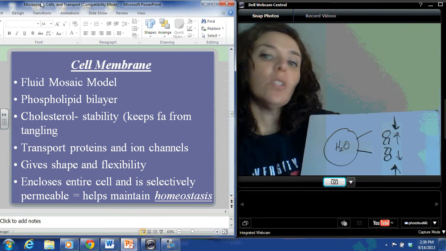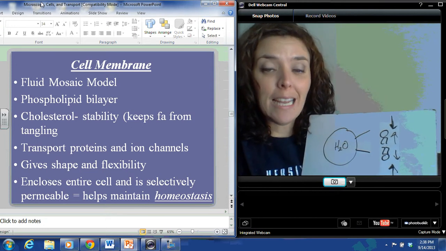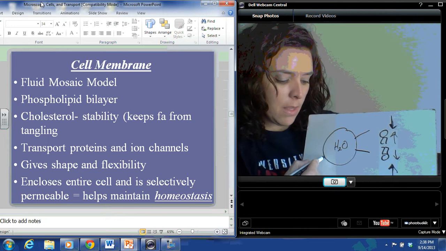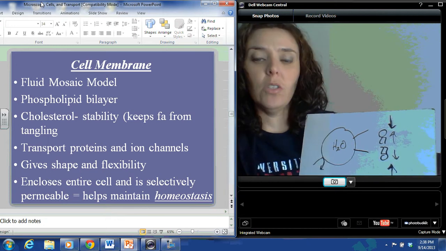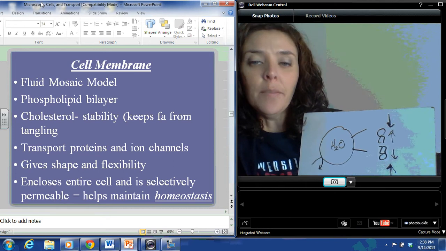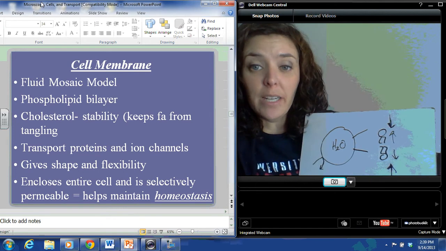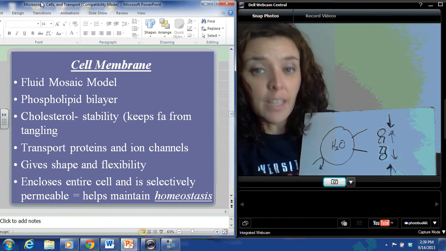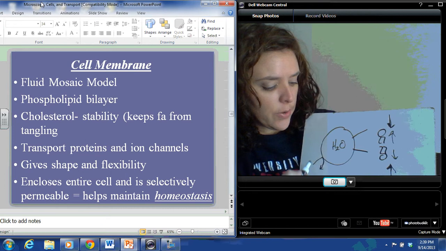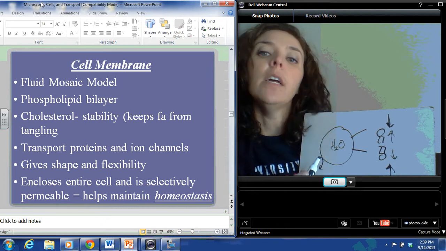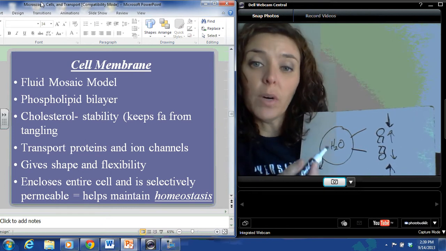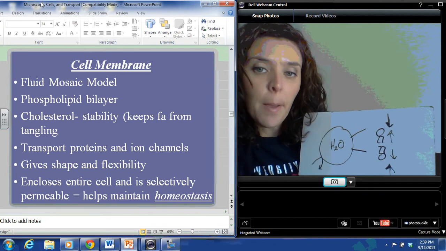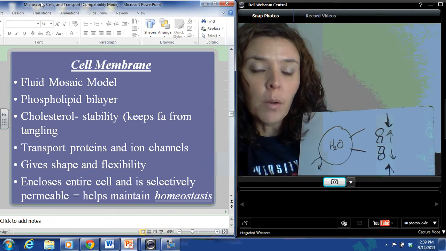Now, the cell membrane's job is to control what goes in and out of the cell. Okay, so if it's something bad, it might try to go in, but the membrane's going to block it from coming in, so it's going to make it go back out. Kind of like, this is a silly example, but a bouncer at a club, right? They control who goes in and out. If you're not 21 years old, you get kicked out. Okay, so the membrane is very selective on what can go in and what can go out, and so it's referred to as a selectively permeable membrane.